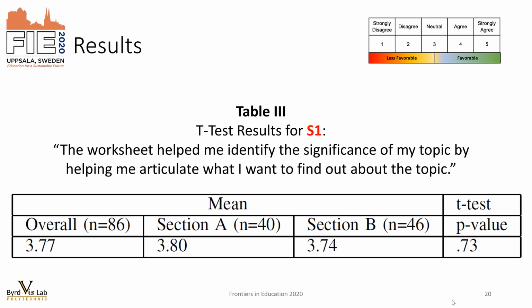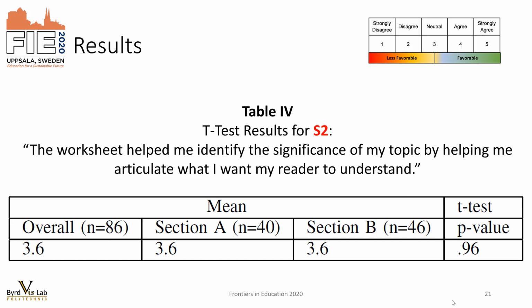Table 3 shows the t-test results for statement 1, which is, the worksheet helped me identify the significance of my topic by helping me articulate what I want to find out about the topic. As seen in Table 3, the overall mean for statement 1 is 3.77. And in this case, we consider this to be favorable, despite the fact that our p-value shows there was no statistical significance between the two sections.